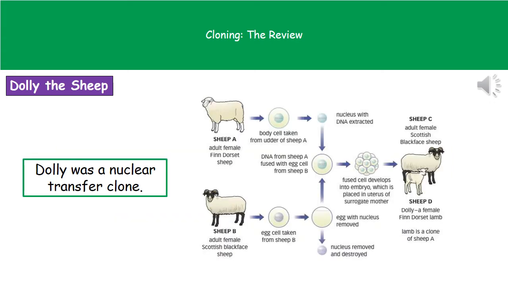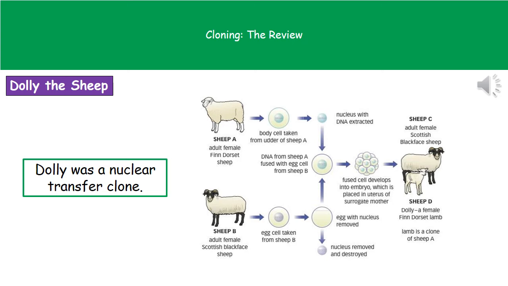The most famous example of animal cloning was Dolly the sheep. So Dolly was what's called a nuclear transfer clone. And what we can see in the diagram on the right there is the process by which they actually did this. So we started off with two sheep. Sheep A is an adult female Finn Dorset sheep, and sheep B is an adult female Scottish blackface sheep. What they did with sheep A was they actually took a normal body cell from the udder. From that they took the nucleus out, and then they just kept that safe for a moment.